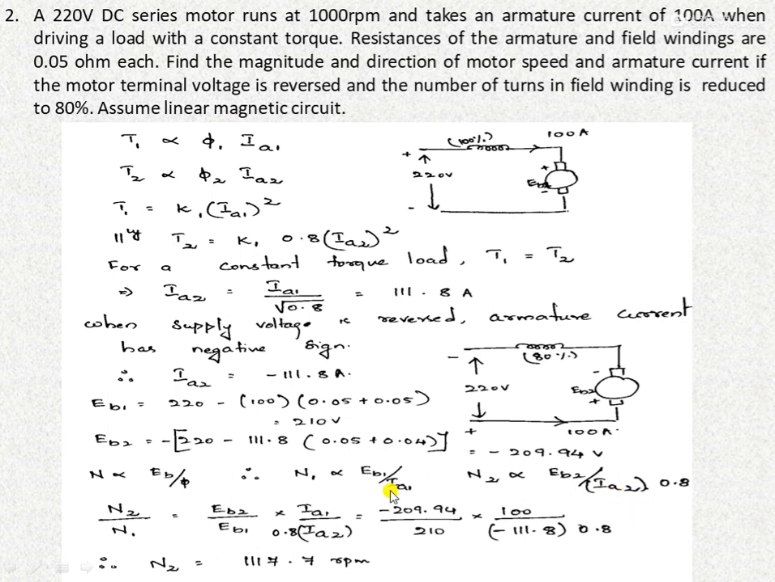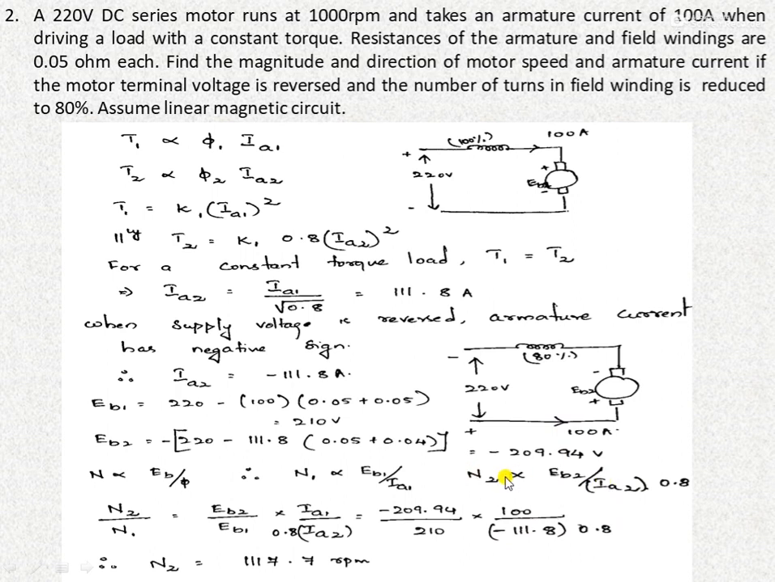The current which is flowing in both these cases is different. In the first case the current which was flowing was 100 ampere, whereas in the second case, supplying a constant torque load, the current we have determined was 111.8. But now we have reversed the polarity of the supply which is provided to this DC motor. So definitely the direction of the current has also been reversed. So the value of Ia2 in this case will be minus 111.8.